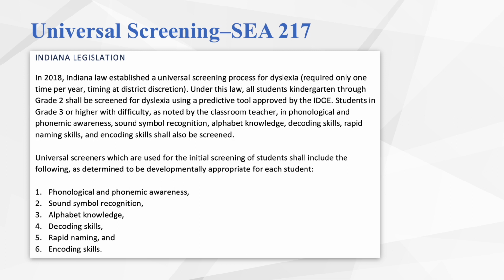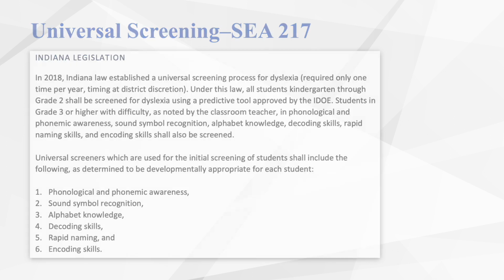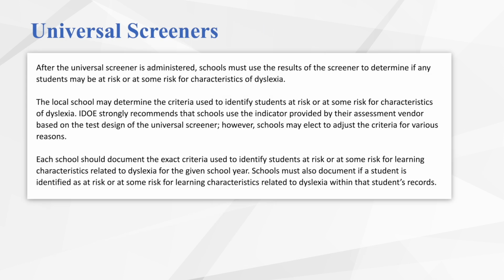All universal screening tools must include all 6 of the sub-skills listed at the bottom of your screen: phonological and phonemic awareness, sound symbol correspondence, alphabet knowledge, decoding, rapid naming, and encoding skills. While these skills look different at different grades, it's up to the schools to determine how each of these skills will be assessed, and to make decisions about grade level appropriateness when selecting measures. The Indiana Department of Education has published an approved list of screening tools.